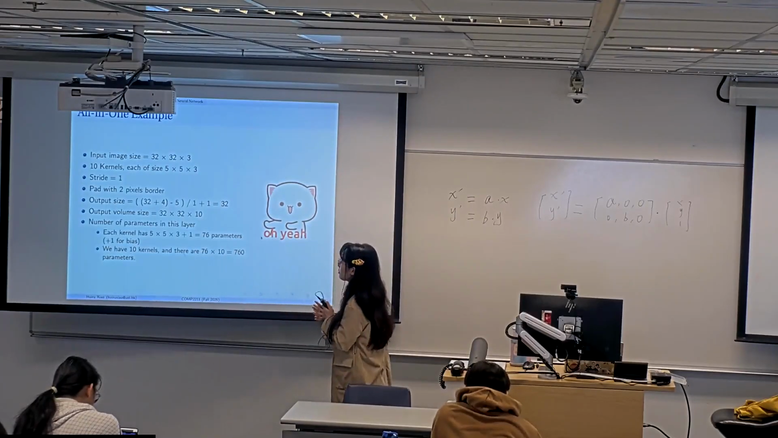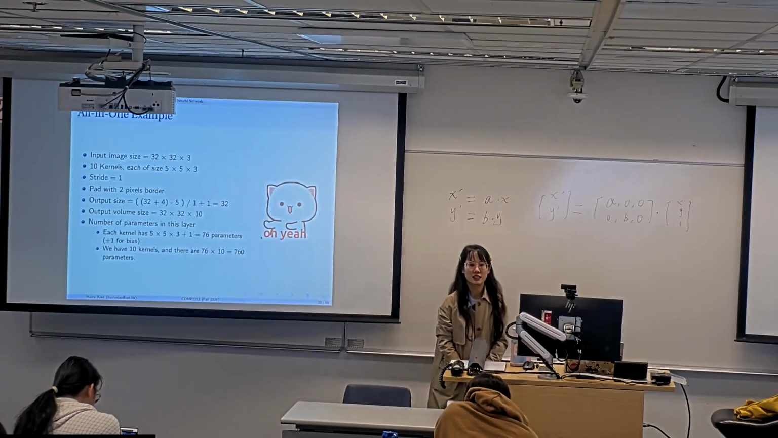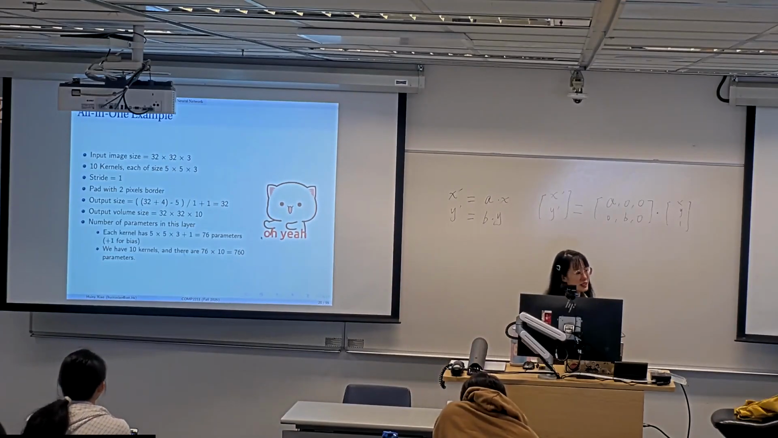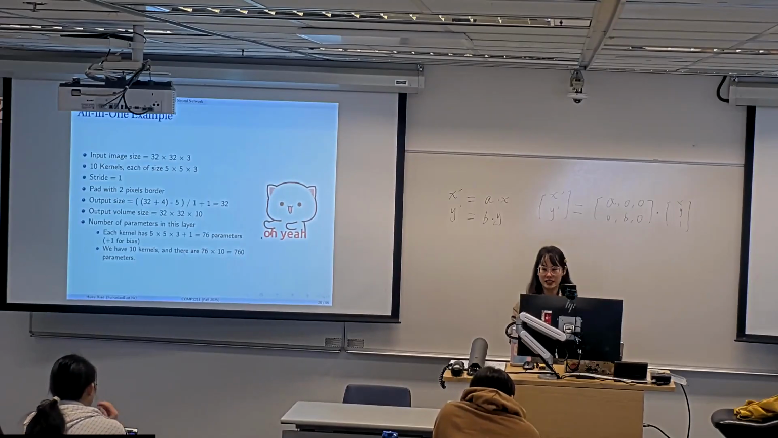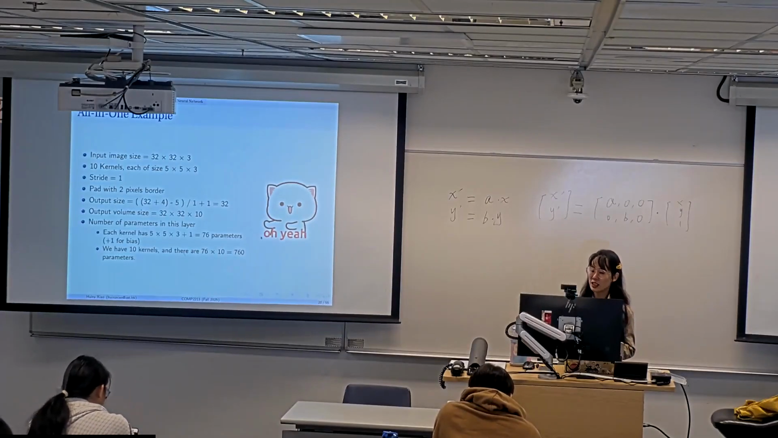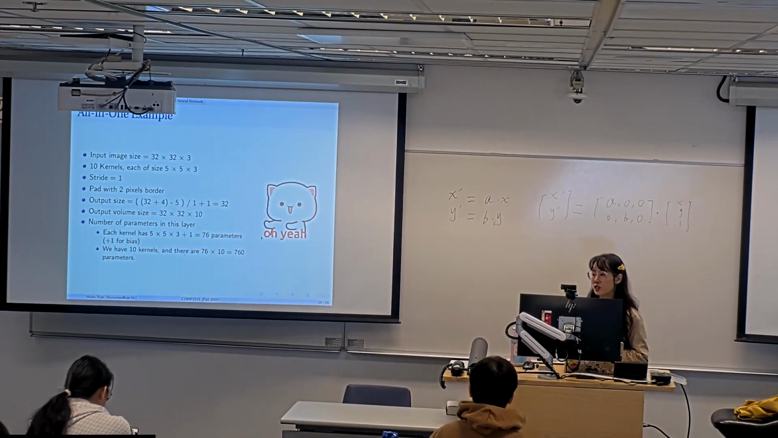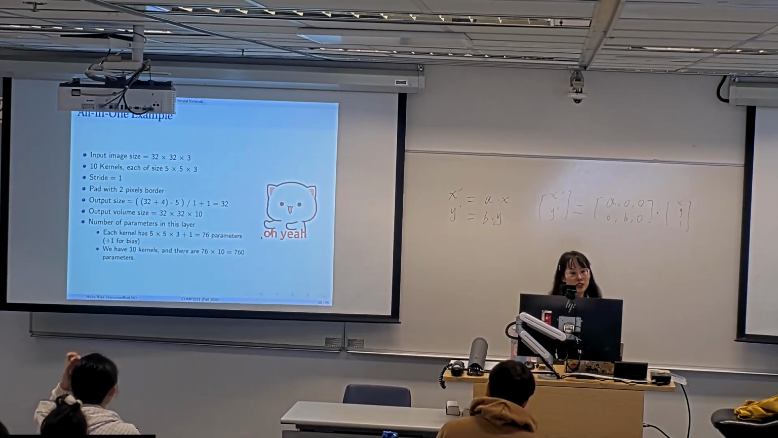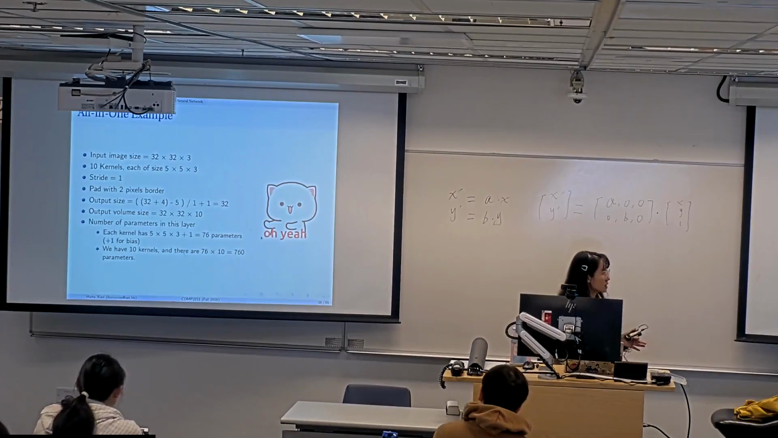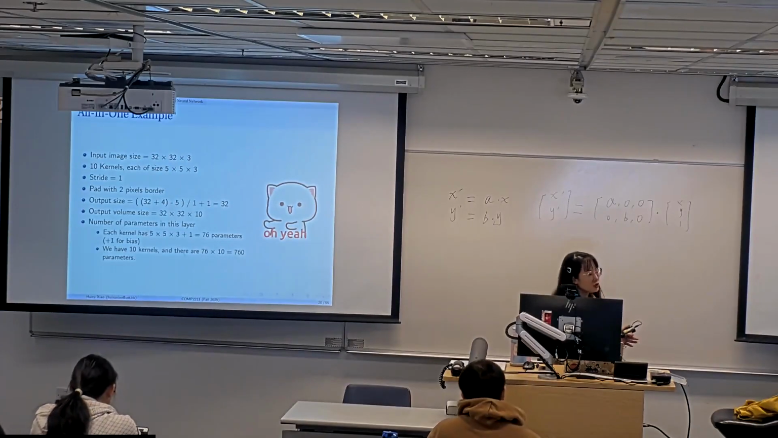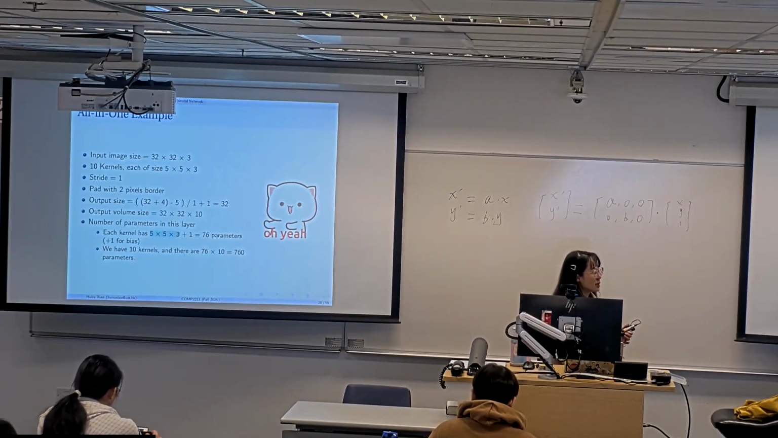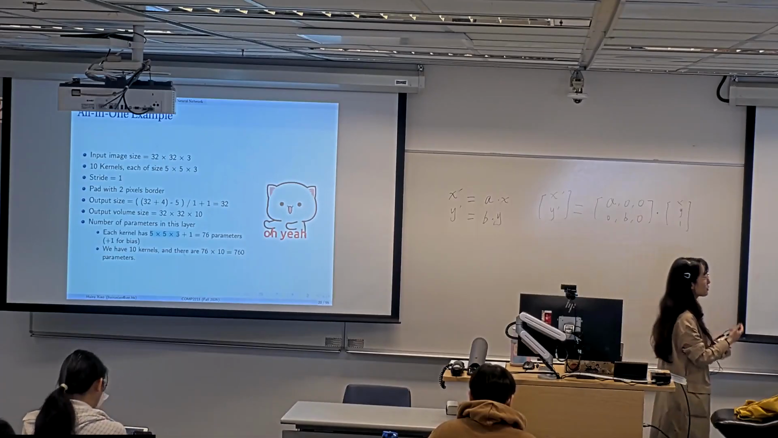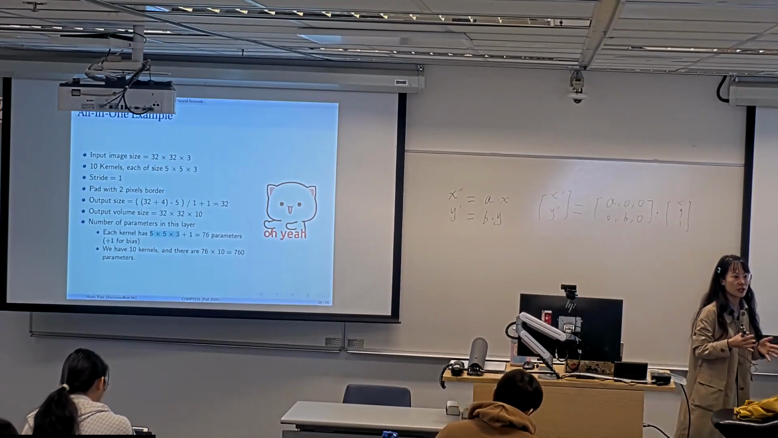Then what is the number of parameters in this layer? The number of parameters is how many values are in the kernels, right? Each entry in the kernel is just one weight parameter. So basically you need to count how many entries are in the kernels. Each kernel with the size 5 by 5 with the depth 3 has 5 times 5 times 3 weight parameters.